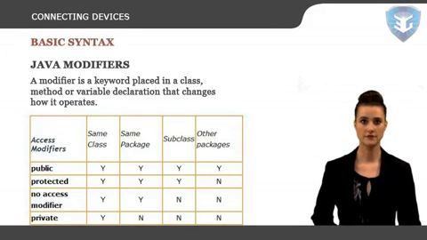Java modifiers. A modifier is a keyword placed in a class, method, or variable declaration that changes how it operates. In the Java programming language, the following keywords are modifiers: abstract, final, native, private, protected, public, static, strictfp, synchronized, transient, and volatile. Usage of these access modifiers is restricted to two levels. The two levels are class-level access modifiers and member-level access modifiers.